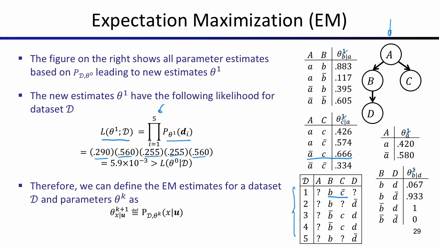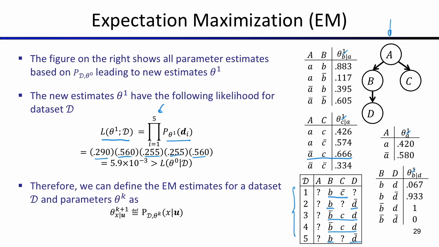So for the first case, we're going to compute the probability of B and not C. For the second case, the probability of B and not D. For the third case, the probability of not B, C, and D. For the fourth case, we're going to compute the probability of not B, C, and D. And for the last case, we're going to compute the probability of B and not D.